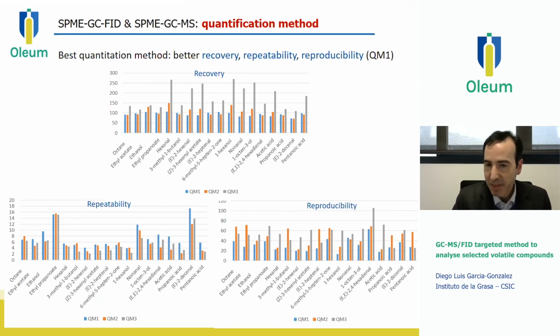Of course, everything depends on the volatile compounds. It's difficult sometimes to get a general conclusion. But for the question of which is the best quantification method, the answer is always the better recovery, the better repeatability, and the better reproducibility, with a lot of attention to the reproducibility.